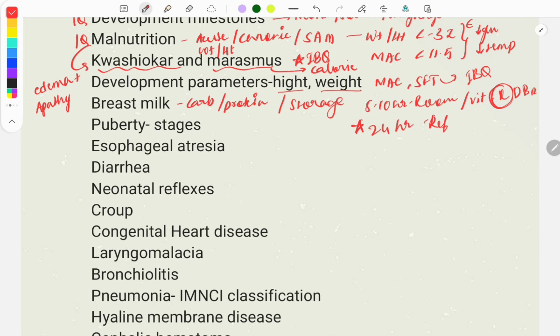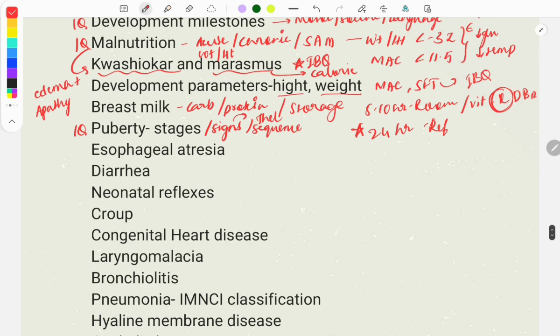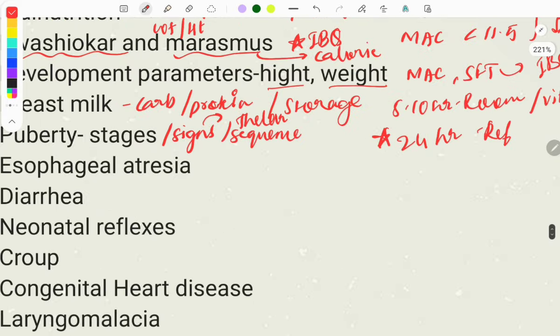Then moving on to the puberty stages. So stages of the puberty, this is also a must do topic, and every year one question is asked on this puberty. So you need to look at the stages and the signs. The stages are thelarche, pubarche, growth spurt, and the menarche. These are different for girls and different for boys, so you need to remember the sequence of this. And the signs, like for the girls the first specific sign is thelarche, and for the boys the first specific sign is testis enlargement.